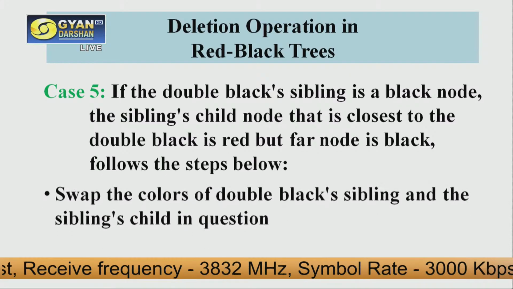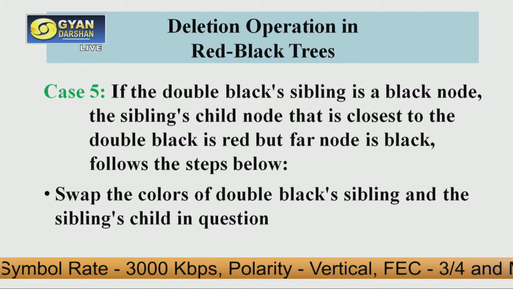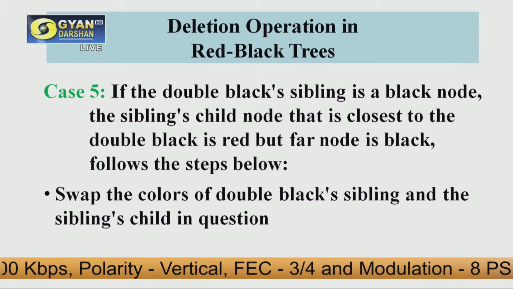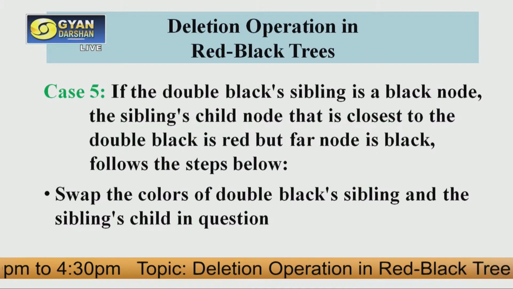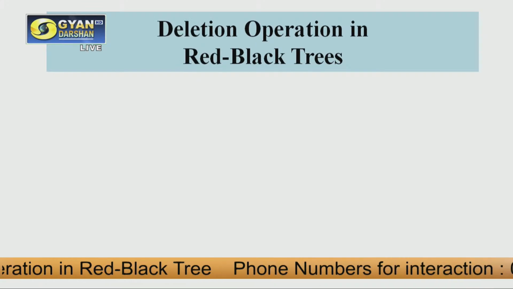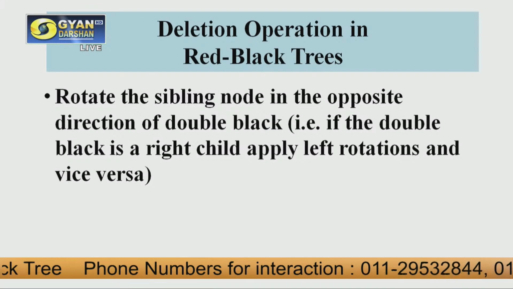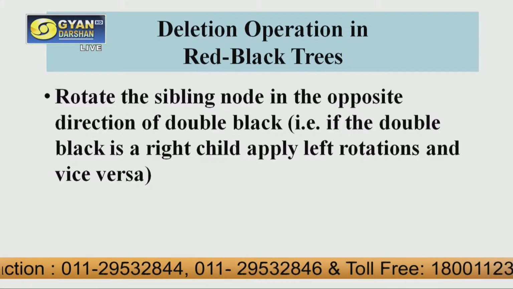In that case, we swap the color of the double black's sibling and the sibling's child in question. That means we change the color of the double black's sibling and the sibling's child in question, meaning the near sibling which is red. So we swap the color of these two nodes. And after doing this, next we rotate the sibling node in the opposite direction of the double black.